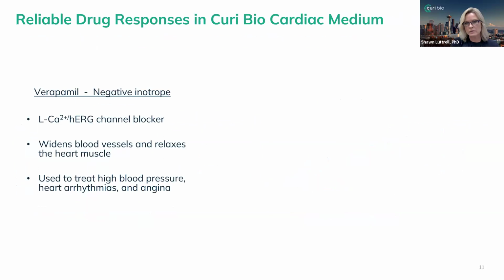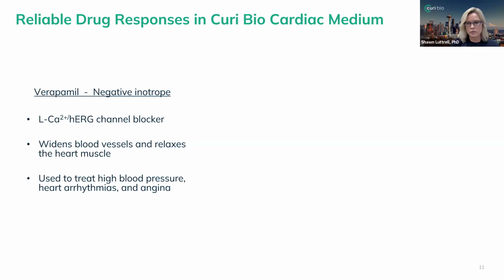Our next question was, can we use drugs to decrease force in our tissues? And for this, we used a negative inotrope, verapamil. This is an L-type calcium channel blocker. In vivo, it widens blood vessels and relaxes heart muscle. It's used to treat angina and high blood pressure, heart arrhythmias.